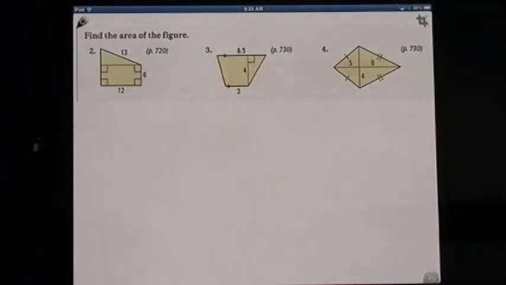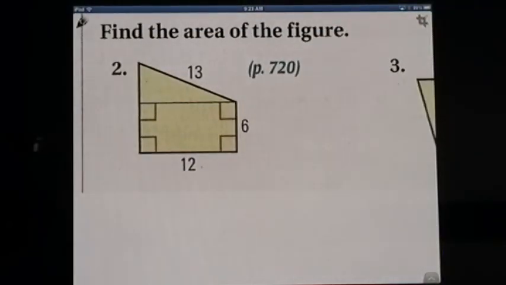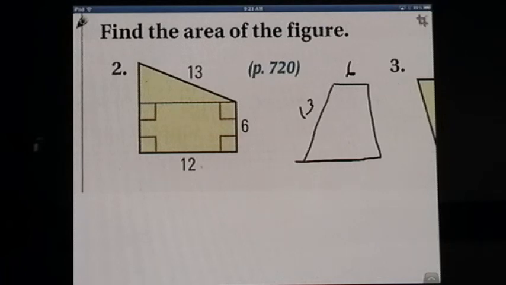Okay, moving on to number 2. Find the area of the figure. Now there are 2 ways that you can do this. One way is that you can look at this as a rectangle and a triangle. The other way is for you to look at it as a trapezoid. If you turn this thing on its side, it's going to look like this. We don't know the base, but we know that the top of it right here is 6. We know that that slanty part right there is 13. And we know that this part is 12, and that these are all square, even though the way I've drawn them is not square. Okay, so we'll do it both ways.